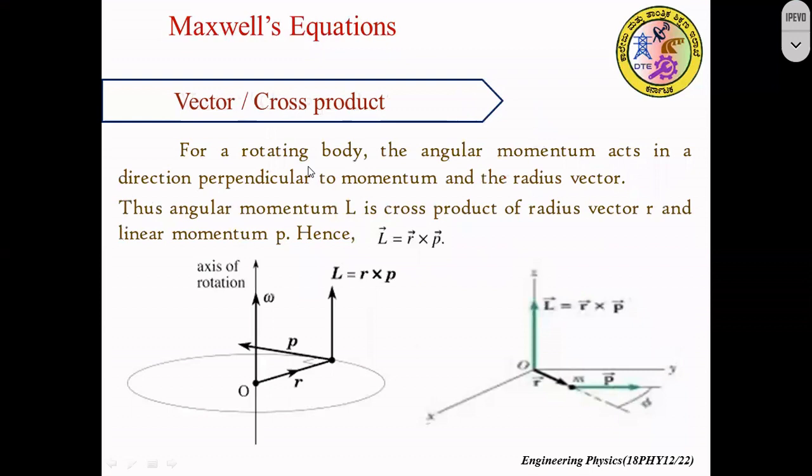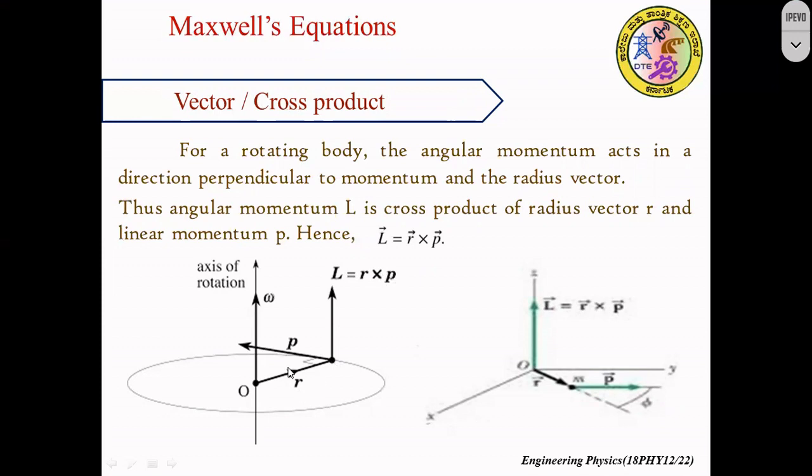The example for vector product or cross product can be considered as the angular momentum. Suppose we have a body here. Consider this dot to be a particular body. This is revolving around the axis of rotation at O in the circular path. Then, if P is the linear momentum of this body and R is the distance from the axis of rotation, then angular momentum will be equal to R cross P.